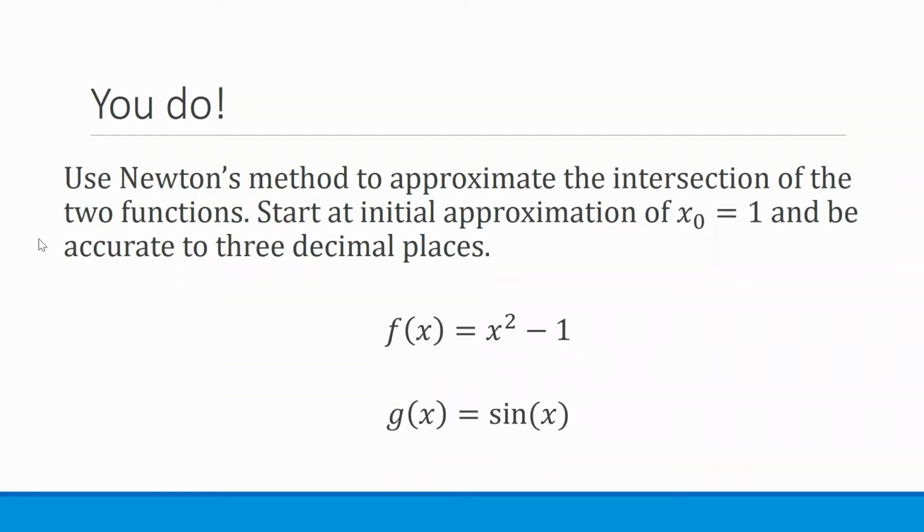Hopefully you went and tried this problem using Newton's method to approximate the intersection of these two functions, using a starting value of 1. We want to be accurate to within 3 decimal places, so that means basically I can round to 4 when I'm doing all of my calculations. Once again, if you haven't done this yet, please push pause on the video, try it out, and I will start the solution now.